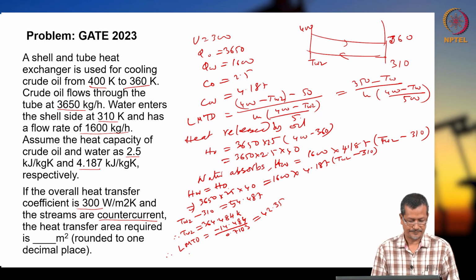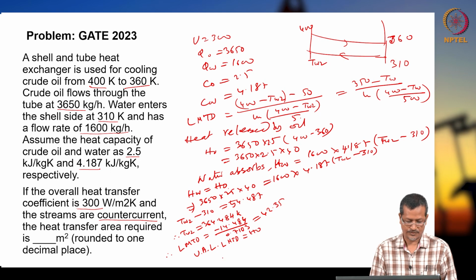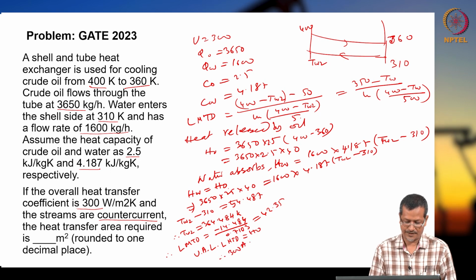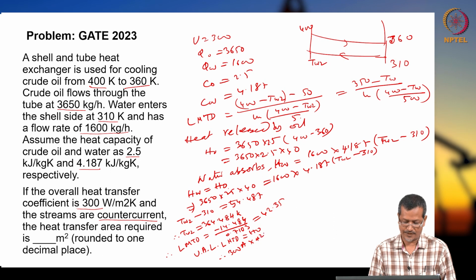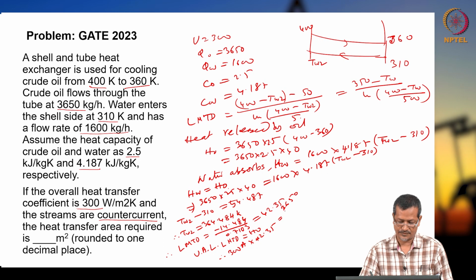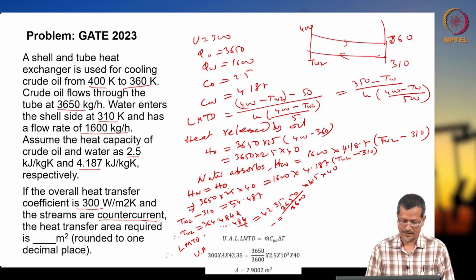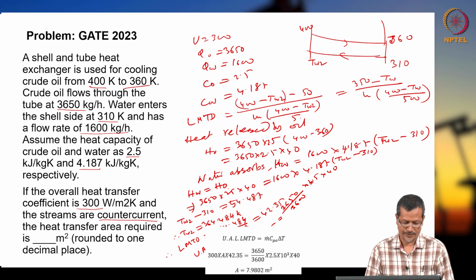Now UA LMTD equals HO. So therefore 300 into A into 42.35 equals 3650 into 2.5 into 40. So this will be giving A equals 7.98. Okay, this is the answer.